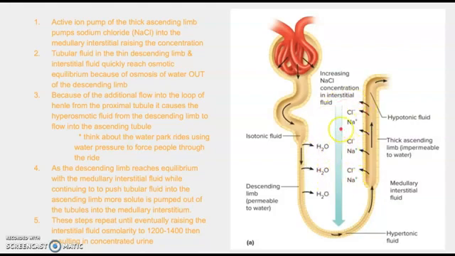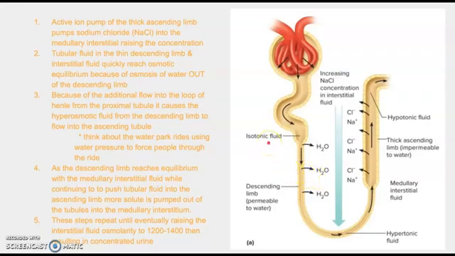interstitial fluid. Number 2, tubular fluid in the thin descending limb and interstitial fluid quickly reach osmotic equilibrium because of osmosis of water out of the descending limb, which you see here. We have our descending limb and we see the osmosis of water into the medullary interstitial.